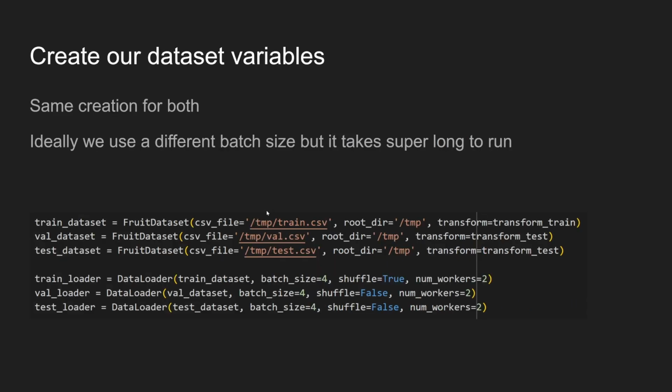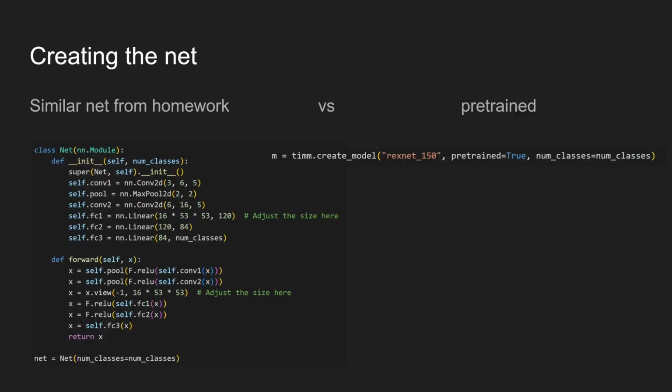So, and then these are just creating the data sets and the loaders from the custom class we made. And we used a batch size of 4. We would love to use something different, but again, these taking so long made it impossible. So we went with the default there.